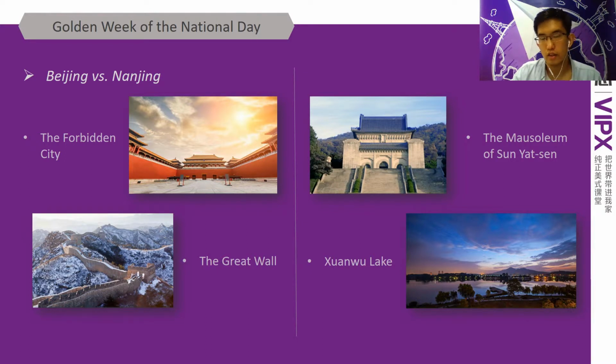In the second part, the right part, you can see some spots from Nanjing. The first is the mausoleum of Sun Yat-sen. As we all know, Sun Yat-sen is the founding father of the Republic of China. He is also a pioneer revolutionist who led the democratic revolution of China. So when you come to Nanjing city, you can visit the mausoleum of Sun Yat-sen and pay salute to him.